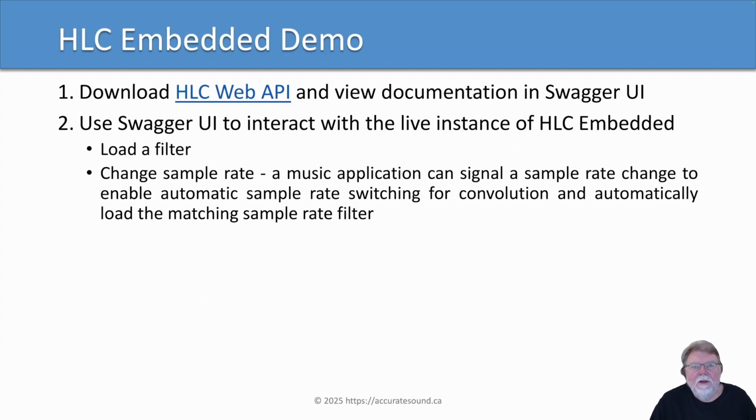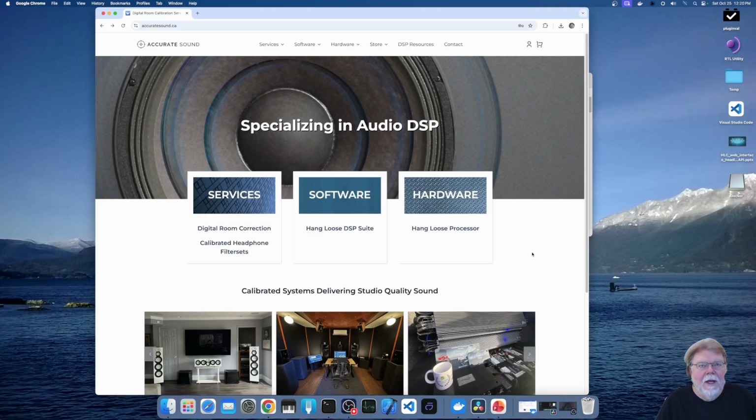For the HLC Embedded Demo, there's two parts to it. The first part is going to download the HLC Web API and view the documentation in the Swagger UI, and then we're going to use the Swagger UI to interact with a live instance of HLC. HLC Embedded can be run headless, obviously, but in our demo here, we're not going to run it headless. We're just going to leave it up so that we can actually see the changes on the server side. To begin the Web API demo, let's have a look at the documentation.